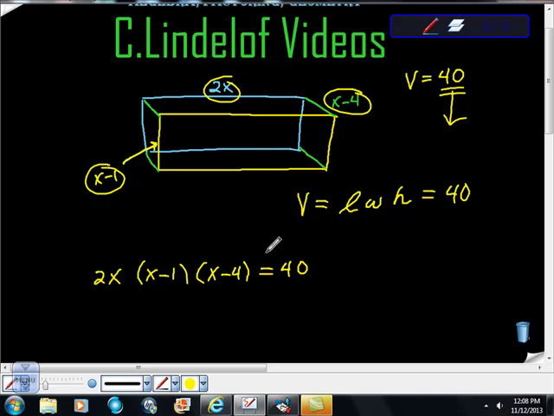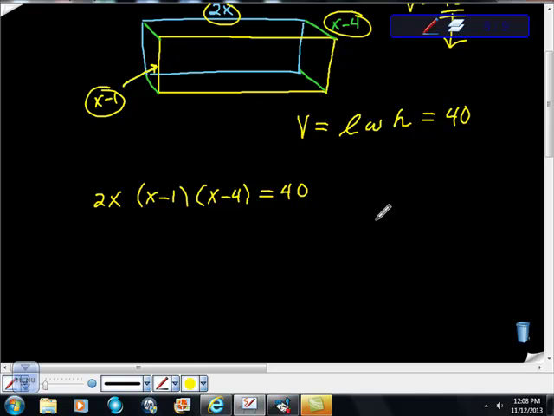What I'm going to do from here is expand this thing out, and it kind of turns into a real pain in the neck. I'm not going to actually do the expansion with you, but you might want to pause the video a second and do this expansion yourself. I got 2x cubed minus 10x squared plus 8x is equal to 40. So that was what my cleaned up expansion looked like.